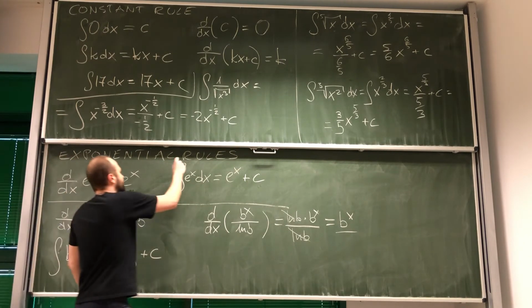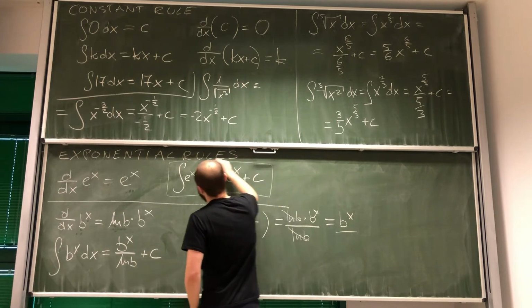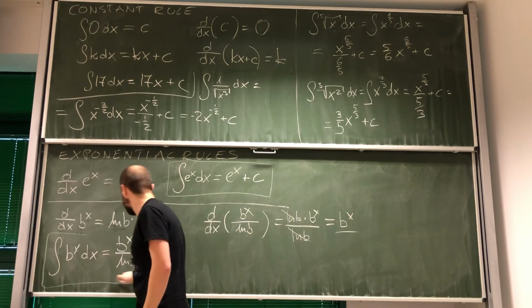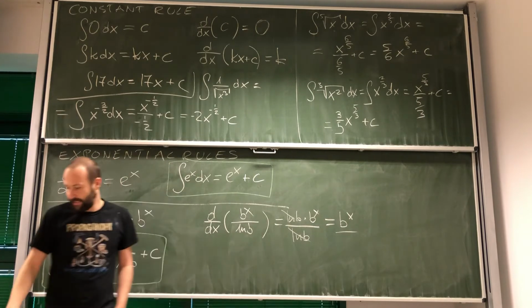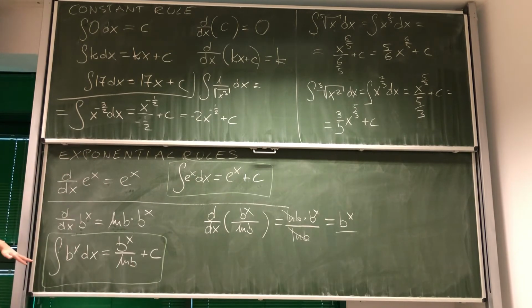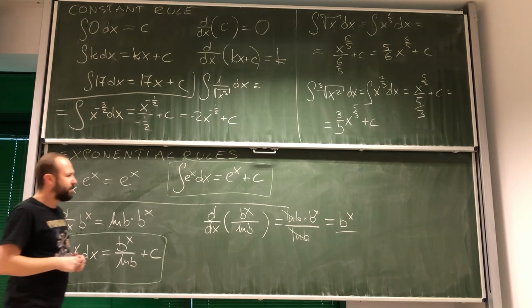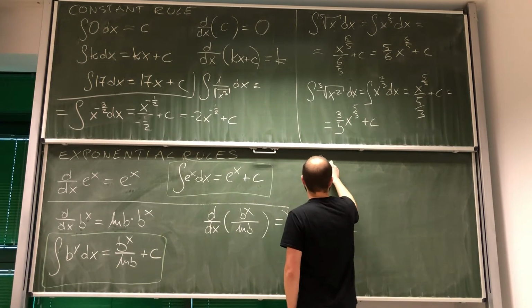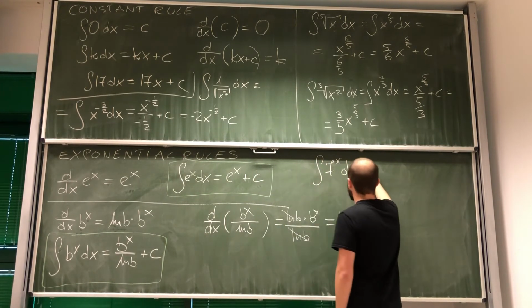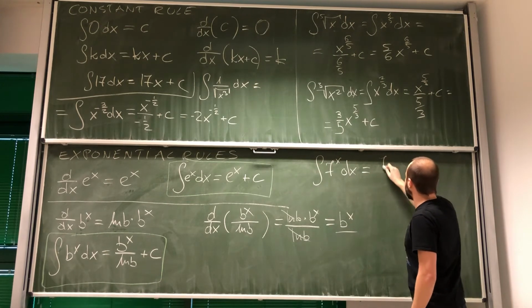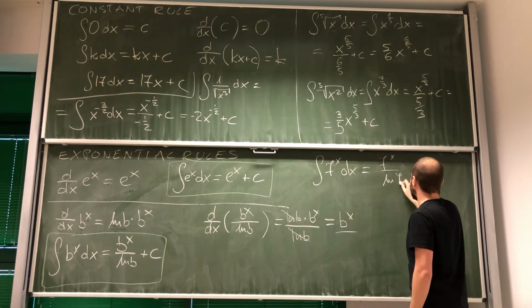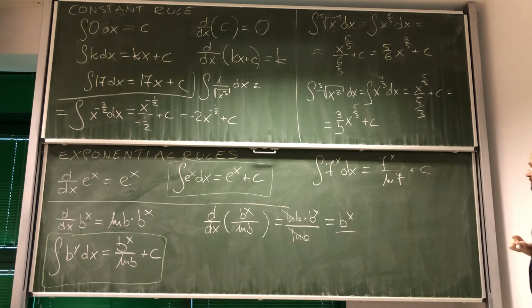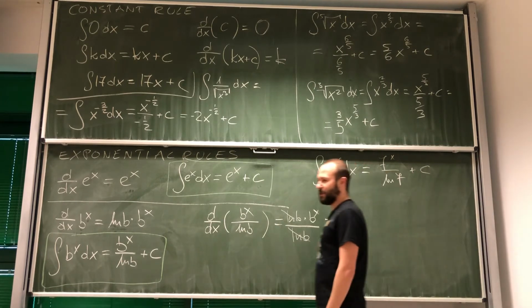And look, those are the two exponential rules that we've got. Well, the first is trivial, but as you see, using the second one is also pretty much very, very easy. But let's do an example. If I need to integrate 7 to the power of x dx, I'm going to get that this is going to be 7 to the power of x over ln 7 plus c.